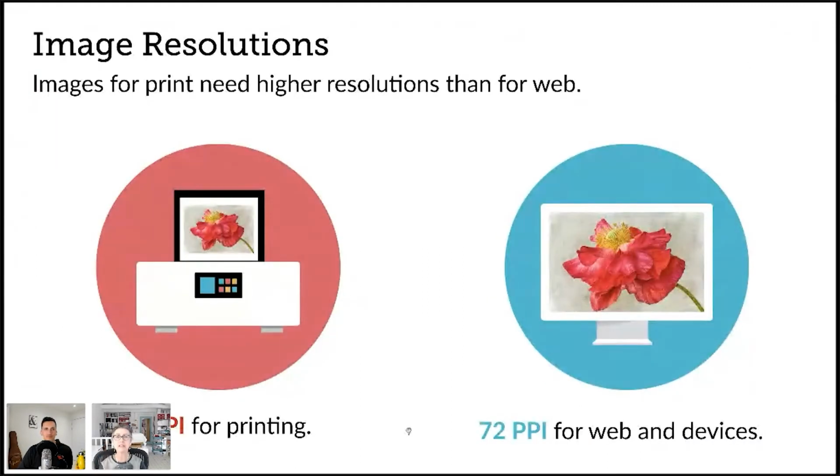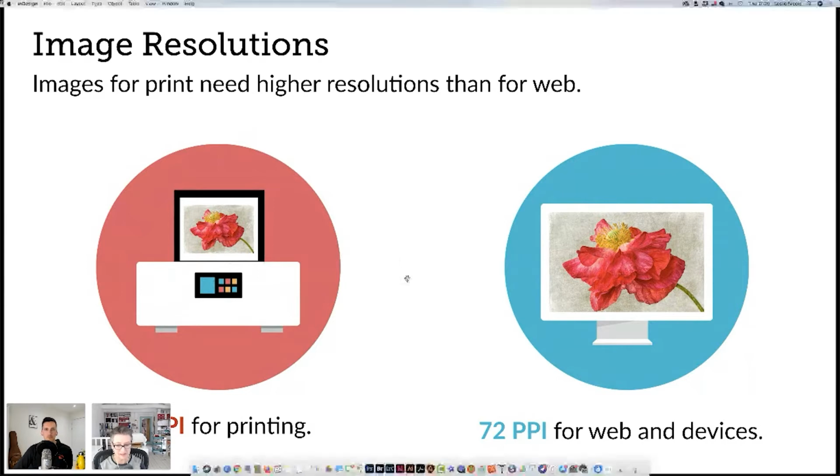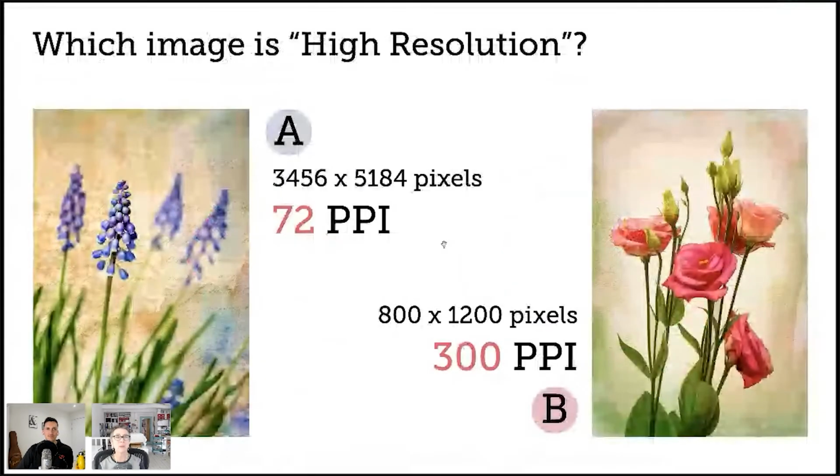So, image resolutions. Images for print need to be higher resolution than images for web. I'm sure most of you know that 300 PPI is recommended for printing and 72 PPI is for web and devices. But I'm going to do something real quick. Right before we go further, I'm going to give you guys a little quiz, and I want you to tell me which image is high resolution.